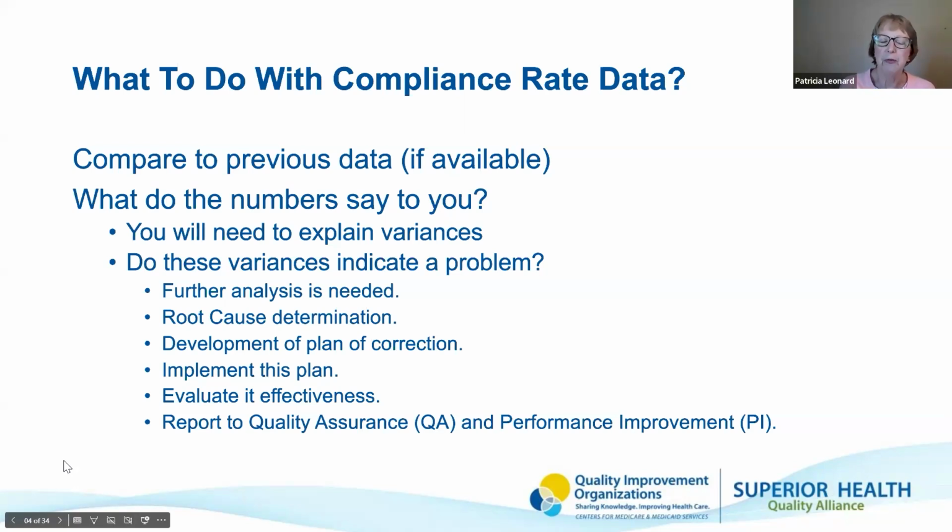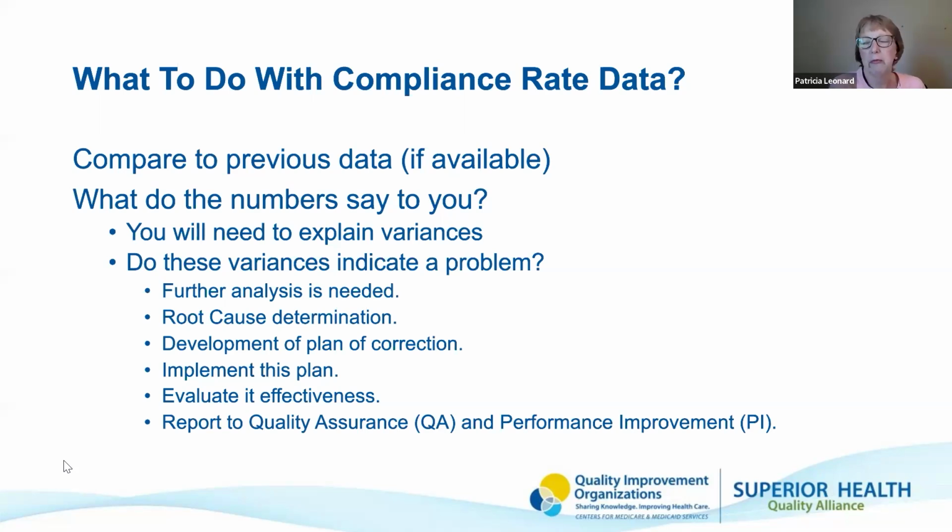Oftentimes your frontline staff are the ones that are going to say, well, they changed the peri-care cleaners. So that's why no wonder we got more urinary tract infections. This stuff doesn't work. You will find out those kind of things from them, for example. But once you get all that information, you need to identify the cause of that variance, and then you need to implement a plan. If it was your peri-care cleaner, then you need to find a better product.